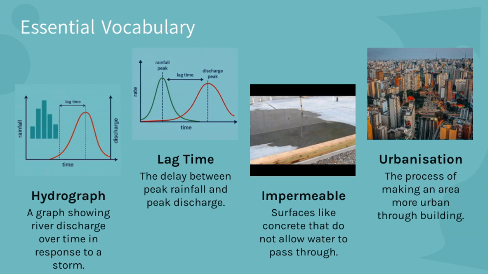A hydrograph is a graph that shows river discharge over time, usually after a storm. Discharge means the amount of water flowing in a river at a particular point. It is usually measured in cubic meters per second.